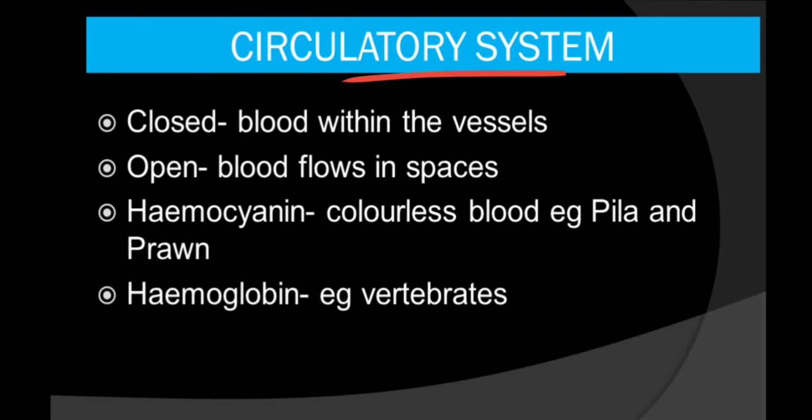Next is the circulatory system. Circulatory systems are of two types, closed and open. In the closed type of circulatory system, you will observe that blood flows within the vessels, whereas in the open type, the blood flows in the spaces. Now in most of these animals the blood is colorless, and this type of blood is known as hemocyanin, and it contains copper as a pigment which helps to carry oxygen. Examples are Pila and the prawn.